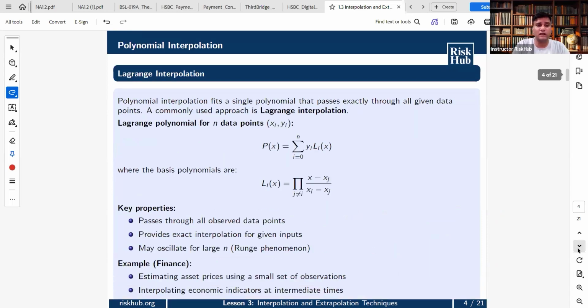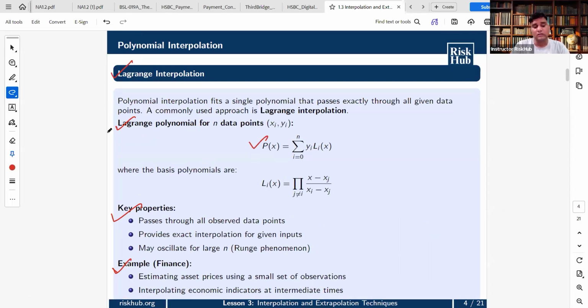And then we get into the next part, which is Lagrange interpolation. Now we move from a straight line to curves. We have to understand Lagrange, which some people also call polynomial interpolation, for n data points. We have to understand the key property and an example. Polynomial interpolation fits one polynomial that passes exactly through all known data points. The general Lagrange formula is given as this.